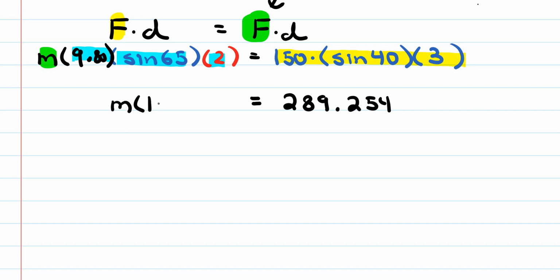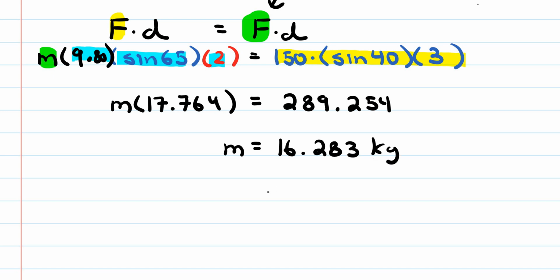mass times 17.764, and then you can easily solve for mass by just dividing those two quantities. And we'll just grab a calculator and do that really quickly, and you should get about 16.283 kilograms. And if you want to round this to two significant figures, 16 kilograms is okay.